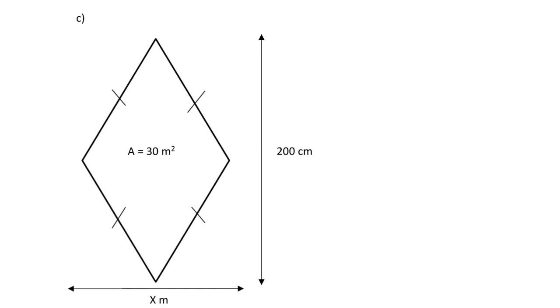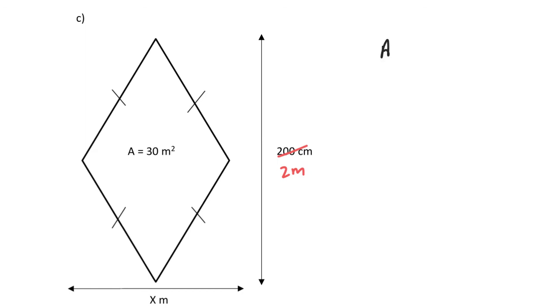Example C, we've got the area given to us. We've got the first diagonal, so the vertical diagonal, and then the other one joining the other 2 points is the one we're trying to find, its x. Now, one thing we can notice straight away is the area is in square meters, the width or the diagonal is in meters, whereas the height is in centimeters. So that means the first thing we need to do is change this into 2 meters.